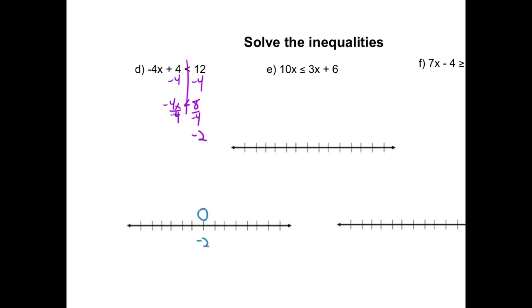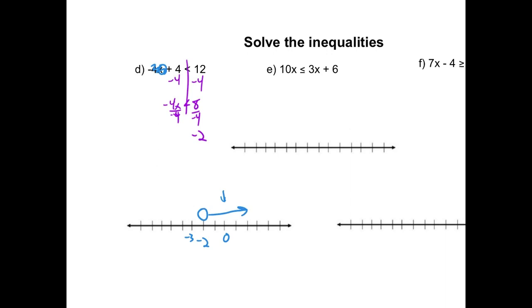It's going to be an open dot because there's no line in there, and then I'm just going to check sides. So I'm going to check 0 because that's always an easy number to check, and I'm going to check, I don't know, negative 3. So if I plug in a 0 here, that's all going to go away. 4 is less than 12. That is true. So my arrow goes this way.